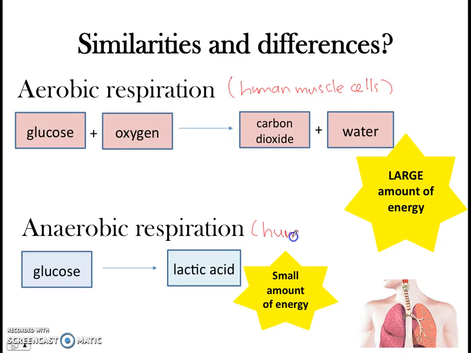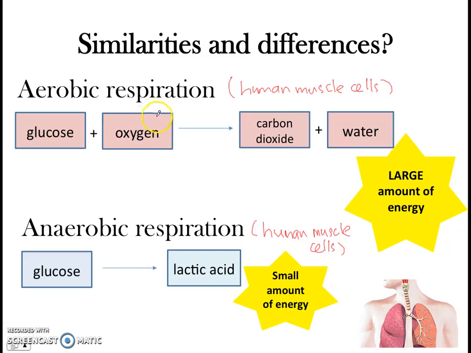Now, respiration takes place in all the cells of the body. But we're going to look specifically at human muscle cells. Both aerobic respiration and anaerobic respiration take place in human muscle cells. What decides whether it's aerobic or anaerobic respiration is the conditions. So what do I mean?